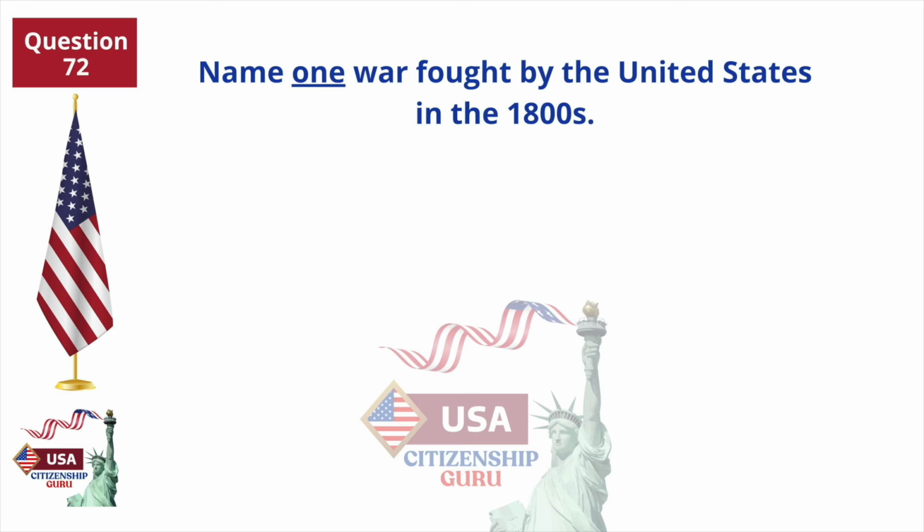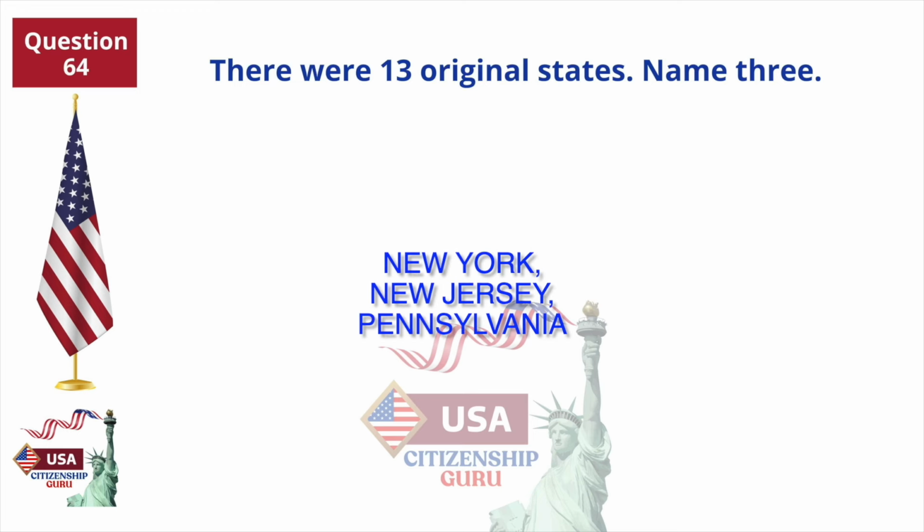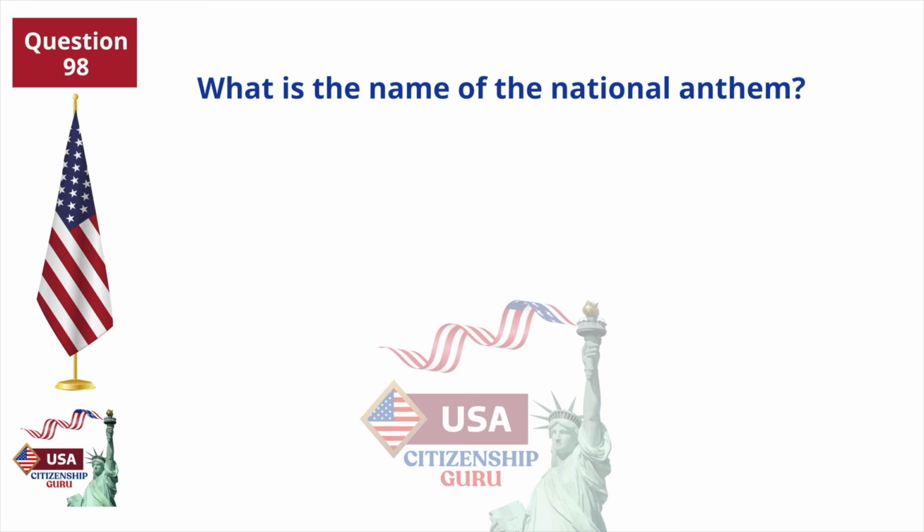Name one war fought by the United States in the 1800s. Civil War. There were 13 original states. Name three. New York, New Jersey, and Pennsylvania. What is the name of the national anthem? The Star-Spangled Banner.